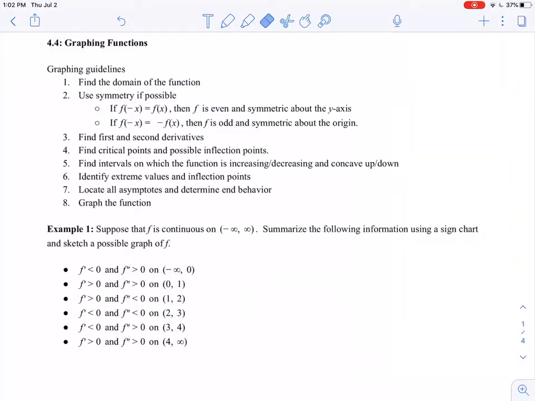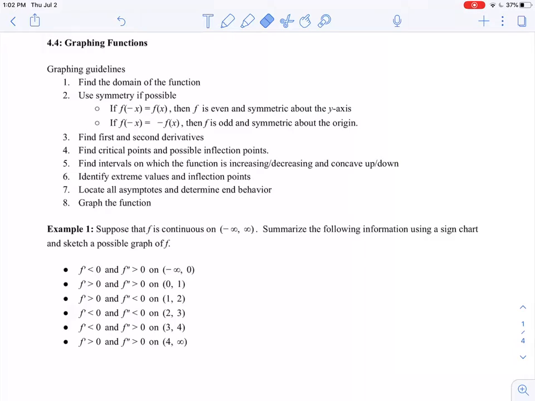In this section, we're really focused on putting all the pieces together from 4.3. So in the last section, we talked about what the first derivative tells us, what the second derivative tells us, how we find local extrema and concavity and inflection points and all of that stuff. Here we're going to continue to do all of those things.